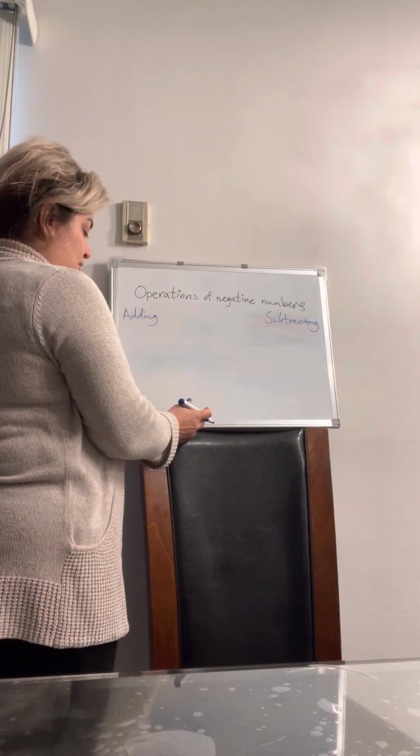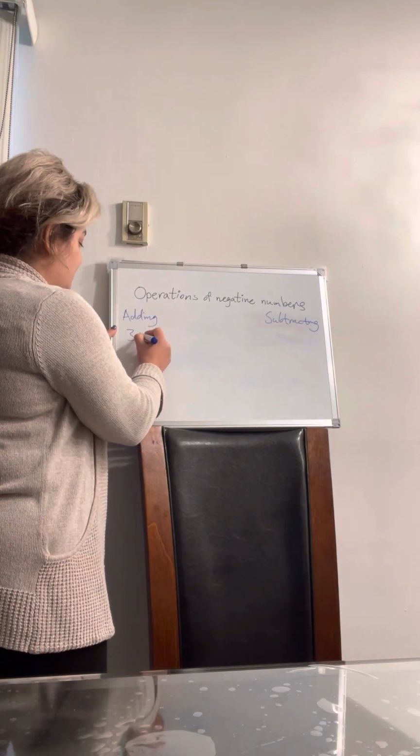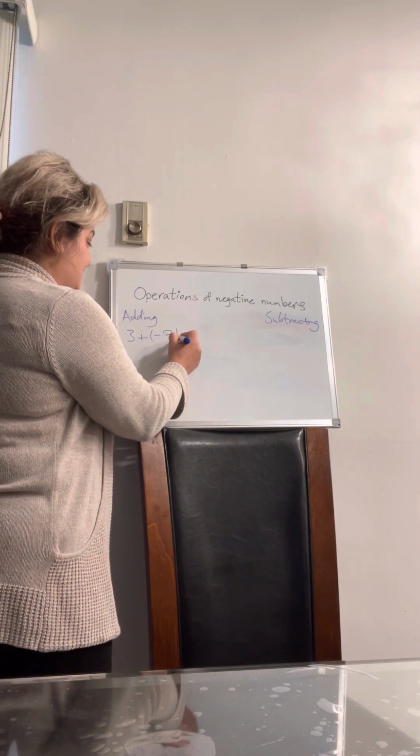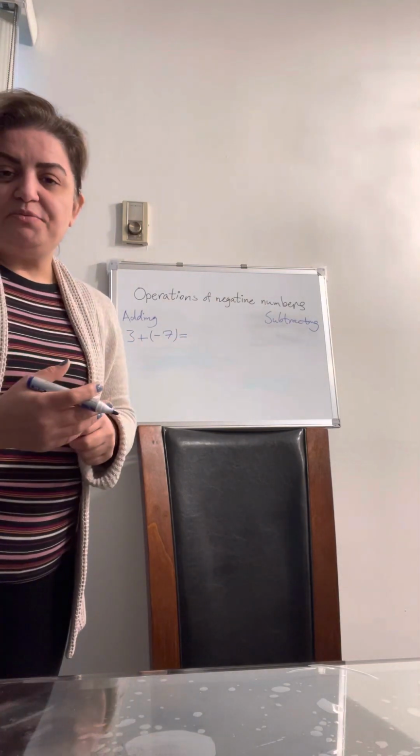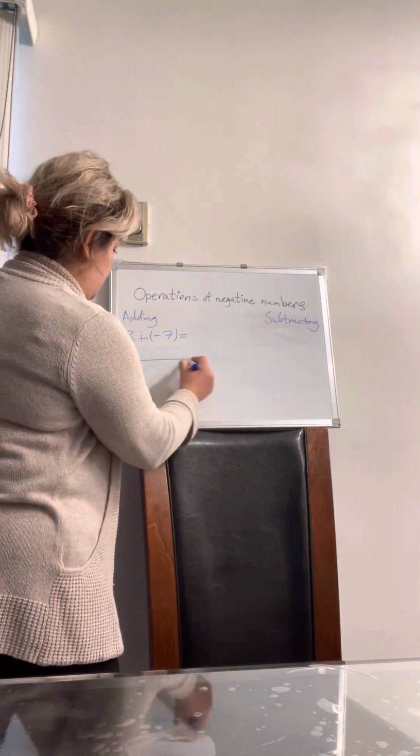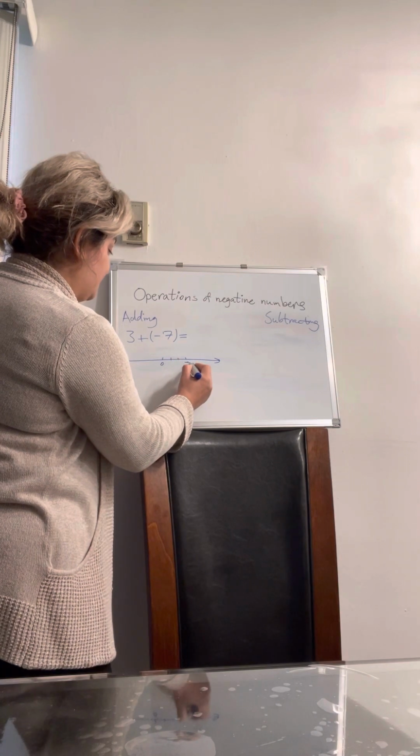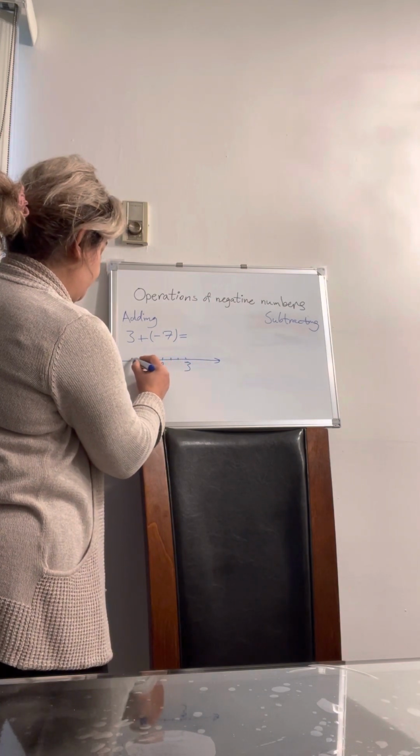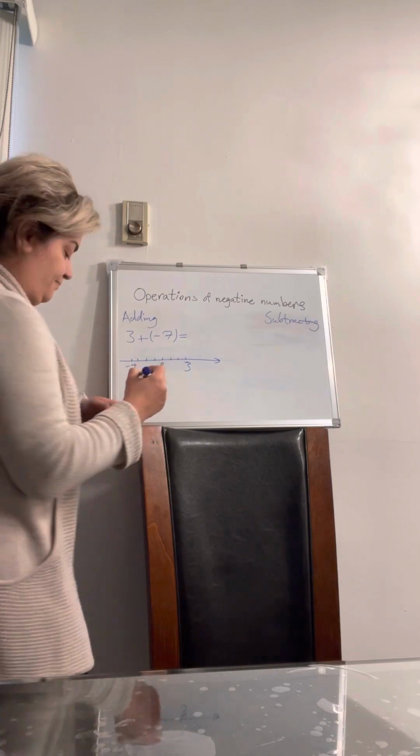I want to describe this with examples. 3 plus negative 7 for adding. I want to describe it with the number line to understand better. 0 is here, 3 is here, and here is negative 4.